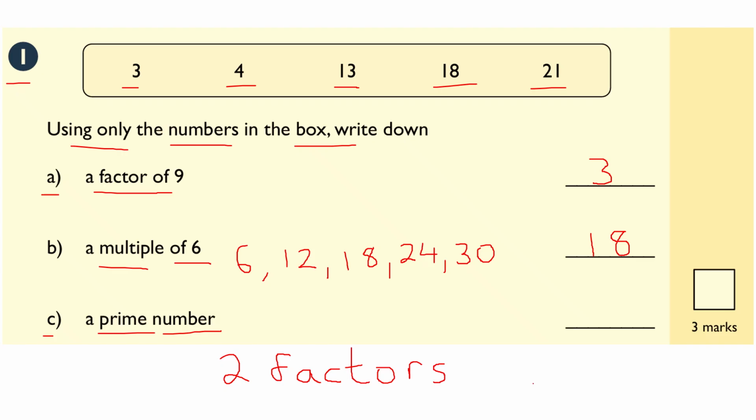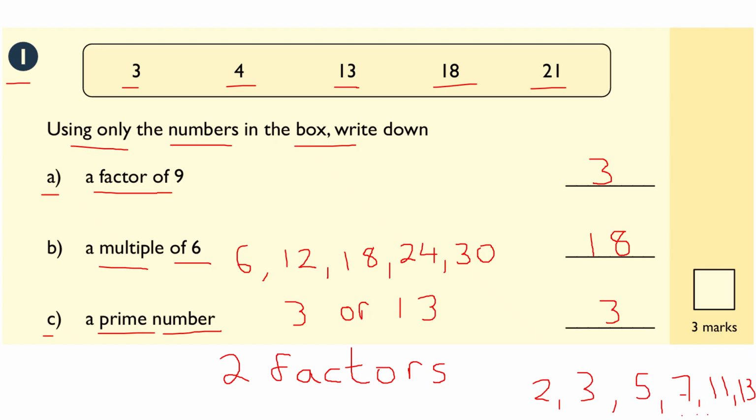So the prime numbers here are 2, 3, 5, 7, 11, 13, 17, 19, 23, 29, 31, etc. In this case, it will be 3 or 13, because 3 has 2 factors, 1 and 3, and 13 has 2 factors, 1 and 13.